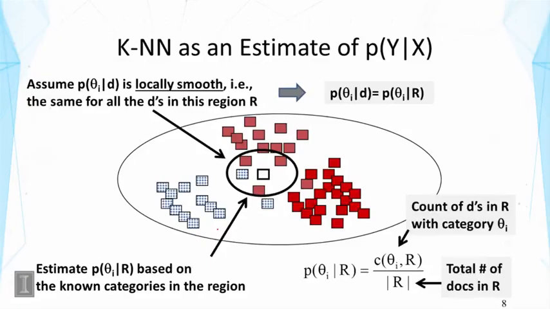So the numerator that you see here, C of theta i and R, is the count of the documents in region R with category theta i. Since these are training documents, we know their categories. We can simply count how many times we have seen sports here, how many times we have seen science, etc. And then the denominator is just the total number of training documents in this region. So this gives us a rough estimate of which category is most popular in this neighborhood, and we're going to assign the popular category to our data object since it falls into this region.